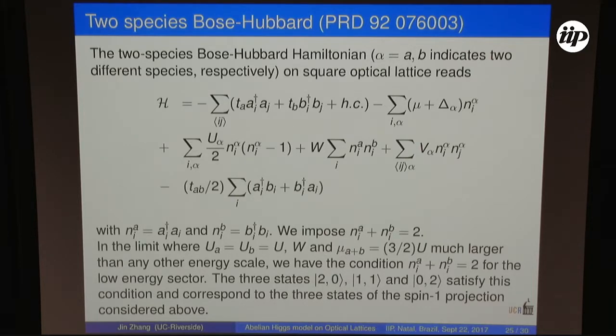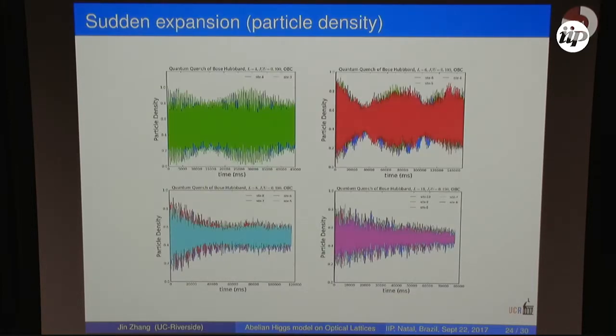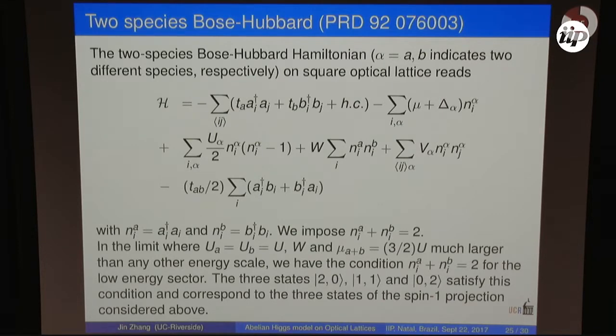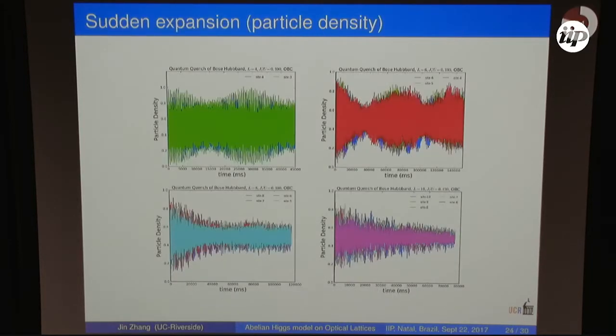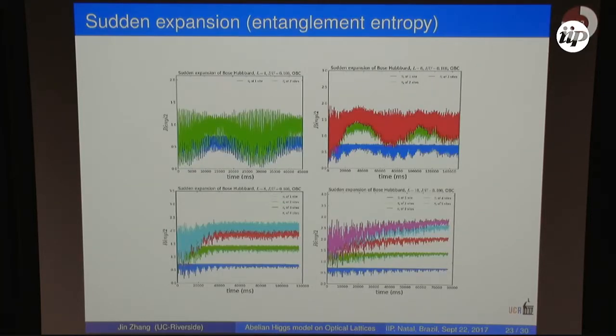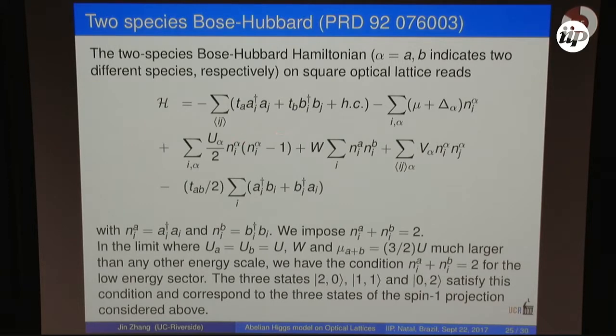Because we know that for bigger J over U, the thermalization will be better. I mean, it will be thermalized much quicker than this. So we can use a two-species Bose-Hubbard model to simulate this model. This is the two-species Bose-Hubbard model we use. There is a hopping term and the chemical potential term.